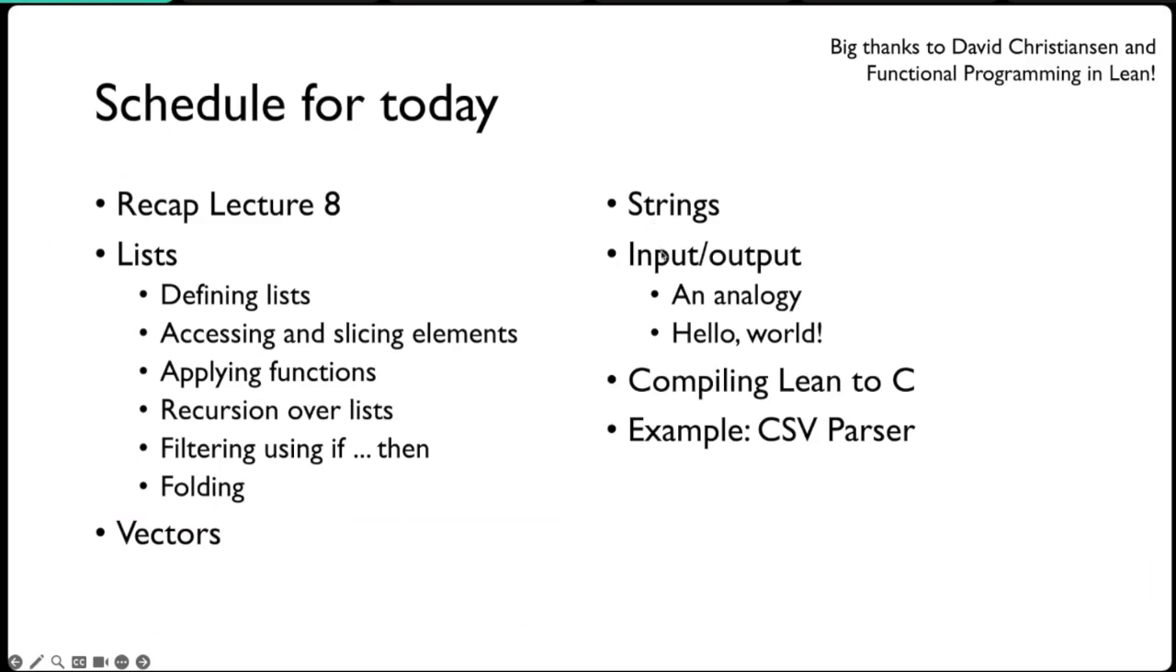Strings, input, output, and this is heavily drawing from Functional Programming in Lean, which is a textbook written by David Christensen, very helpful for us in navigating these things. And we have a CSV parser because that's important if we're going to be able to import data into Lean and do stuff with it.